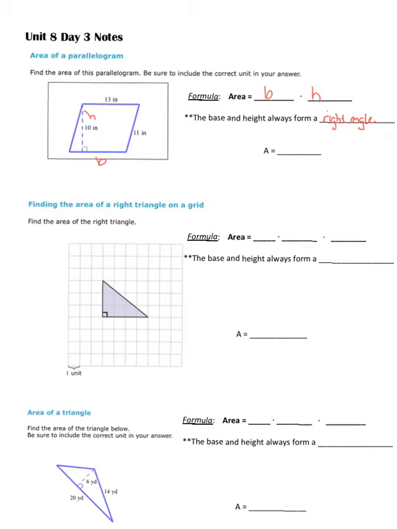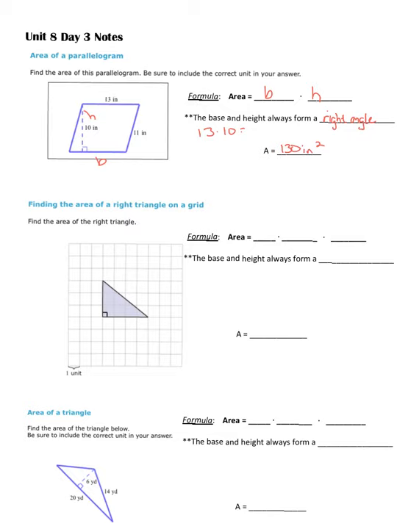Because if you notice, the parallelogram is mushed. It's like a Kleenex box that you kind of collapse a little bit. So the height is not 11 inches. That's that side length. The height is from the vertex to the base to form a right angle. So in this case, it is 13 times 10, 130 inches squared. Area is always squared.